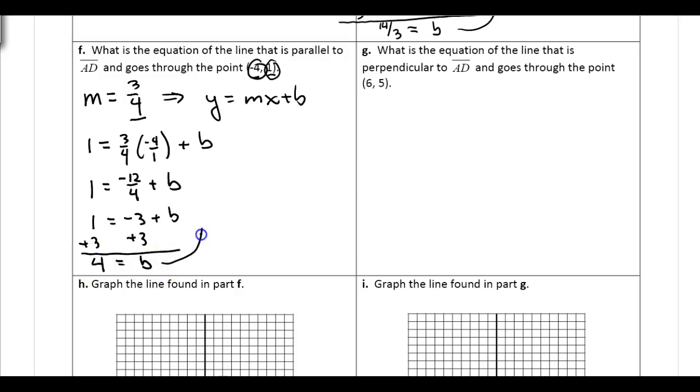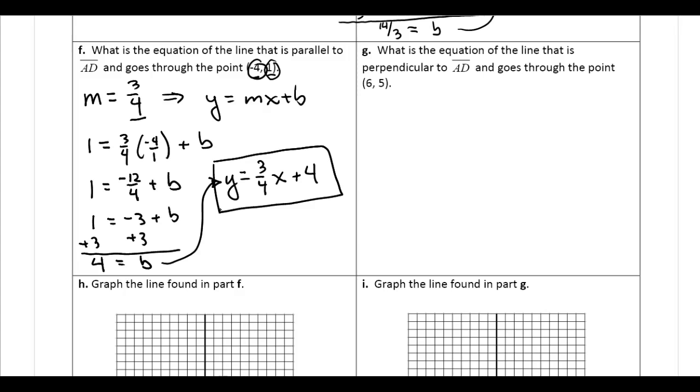And this gives us enough to write our final equation. We have y equals m, which is 3/4 times x plus 4. So here's the equation of the line parallel to side AD and going through the point -4, 1.